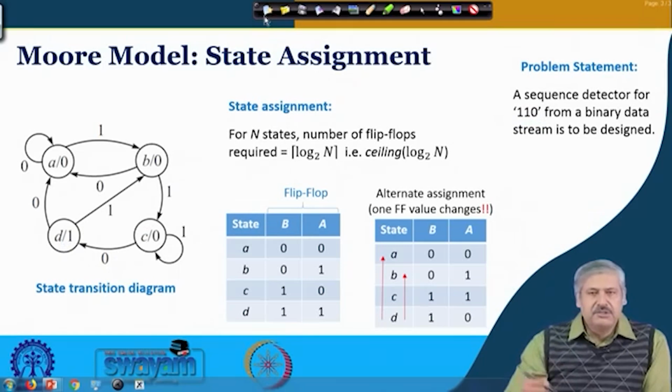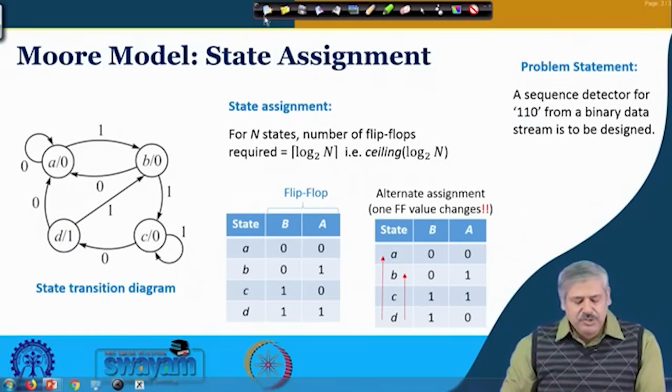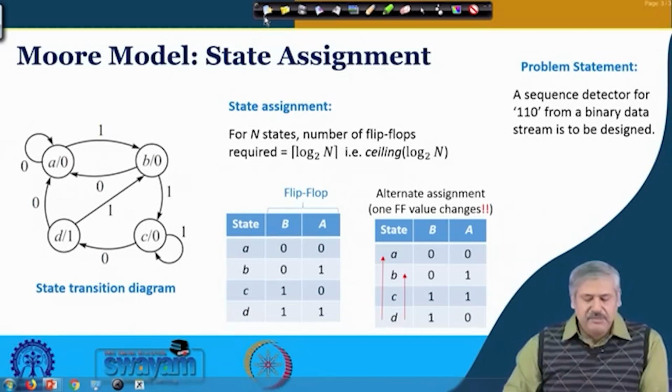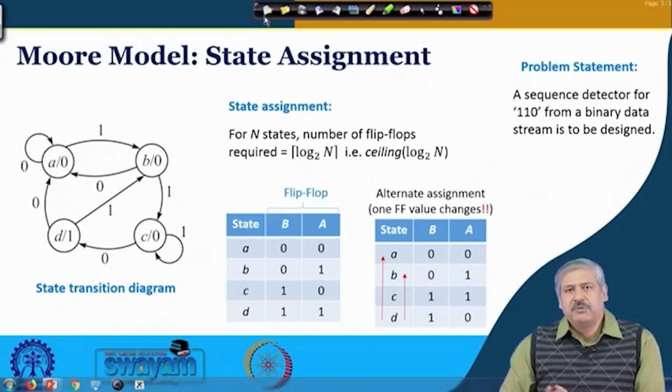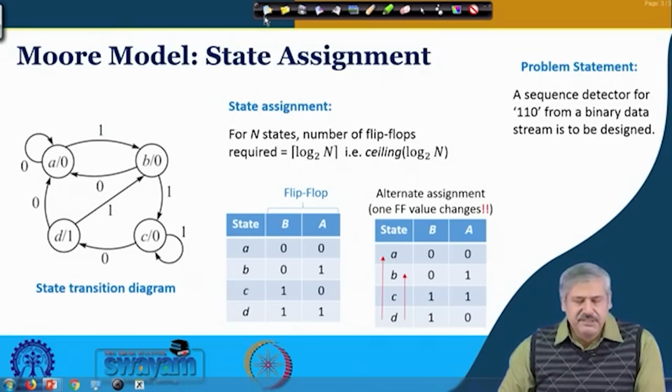Now, we need to see how the circuit is realized. For that we need to do a state assignment, because the states we have mentioned in terms of A, B, C, D, now we have to refer to in terms of the memory elements. So, we shall be using flip flops, in terms of the flip flop values. So, how many flip flops will be required? There are 4 states.